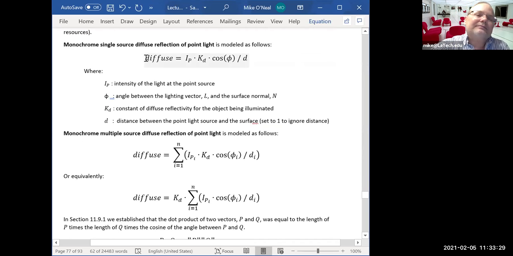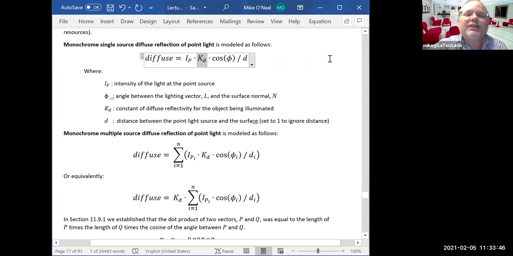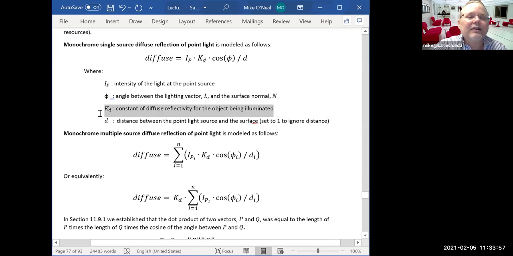So let's put that all together. Computing the diffuse reflectivity for an object, well, it's going to depend on a couple of things. The first thing you'll note is I recognize this term because I had it in the ambient term. That's the same thing. That's the constant of diffuse reflectivity of the object being illuminated, okay? It's the color of the object, or the grayscale if you're only using monochrome. And this is monochrome because I don't have red, green, and blue talked about here, okay?